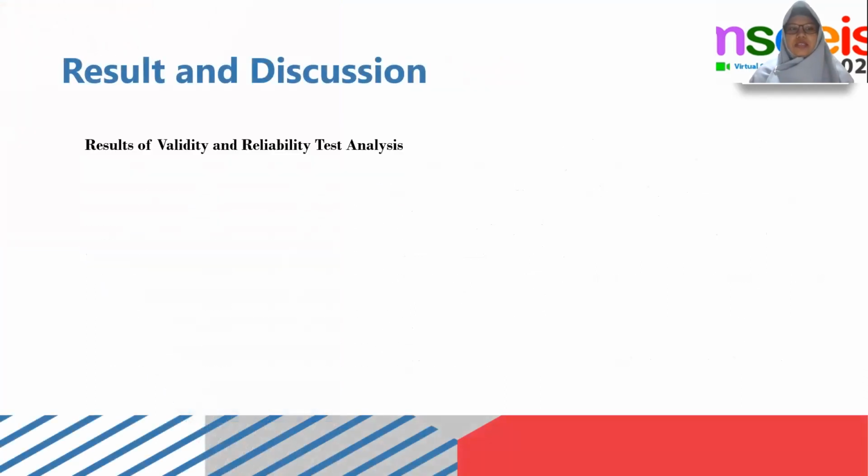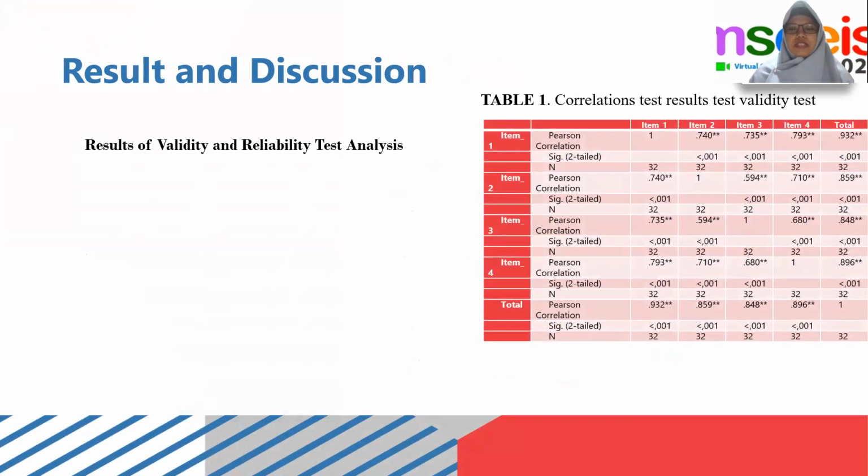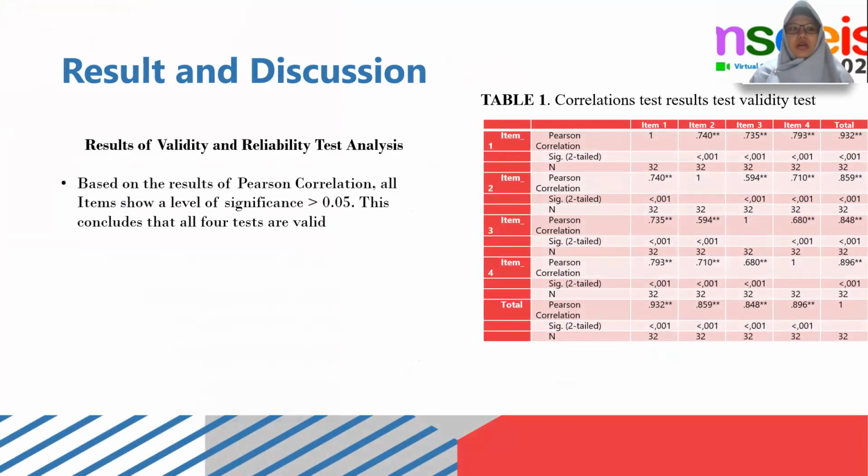Results and discussion. Results of validity and reliability test analysis. Table 1, correlation results, the validity test. Based on the results of Pearson correlation, all items show a level of significance lower than 0.05. This shows that all 4 tests are valid. Table 2, reliability statistics test results.